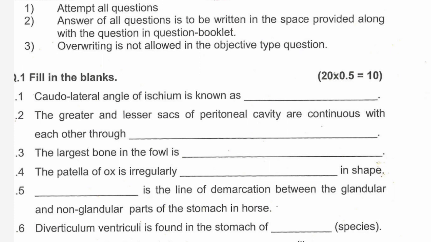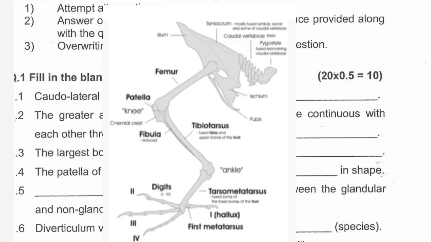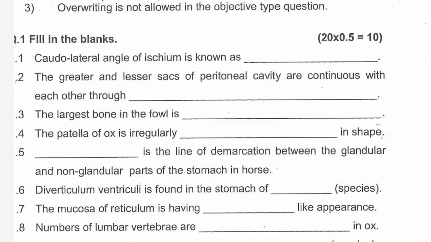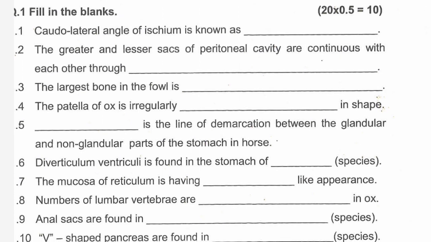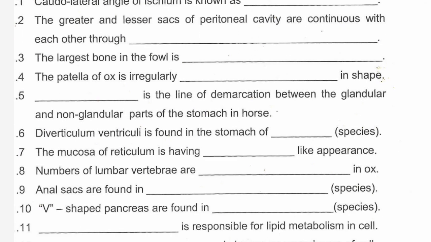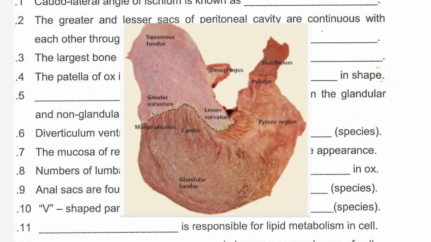Third fill-up is: the largest bone in the fowl is. So the largest bone in the fowl is the tibiotarsus bone. Fourth fill-up is: the patella of ox is irregularly dash in shape. So the patella of ox is irregularly triangular in shape. Fifth fill-up is: dash is the line of demarcation between the glandular and non-glandular parts of the stomach in horse. So the margo plicatus is the answer.